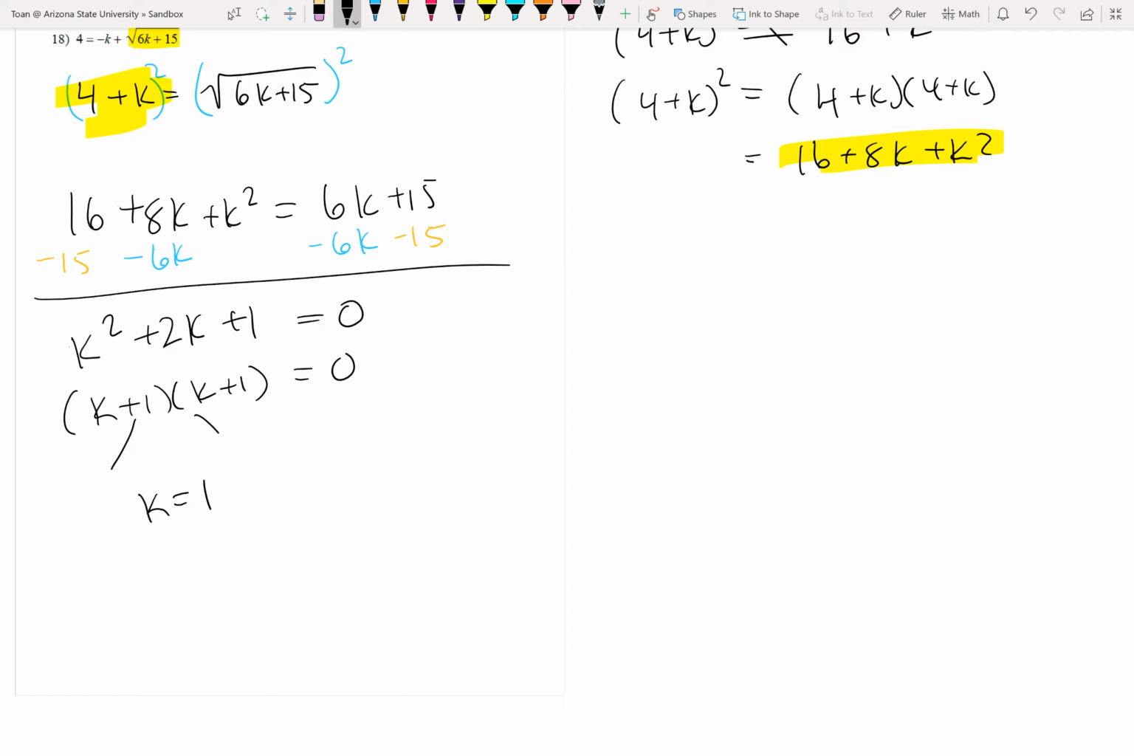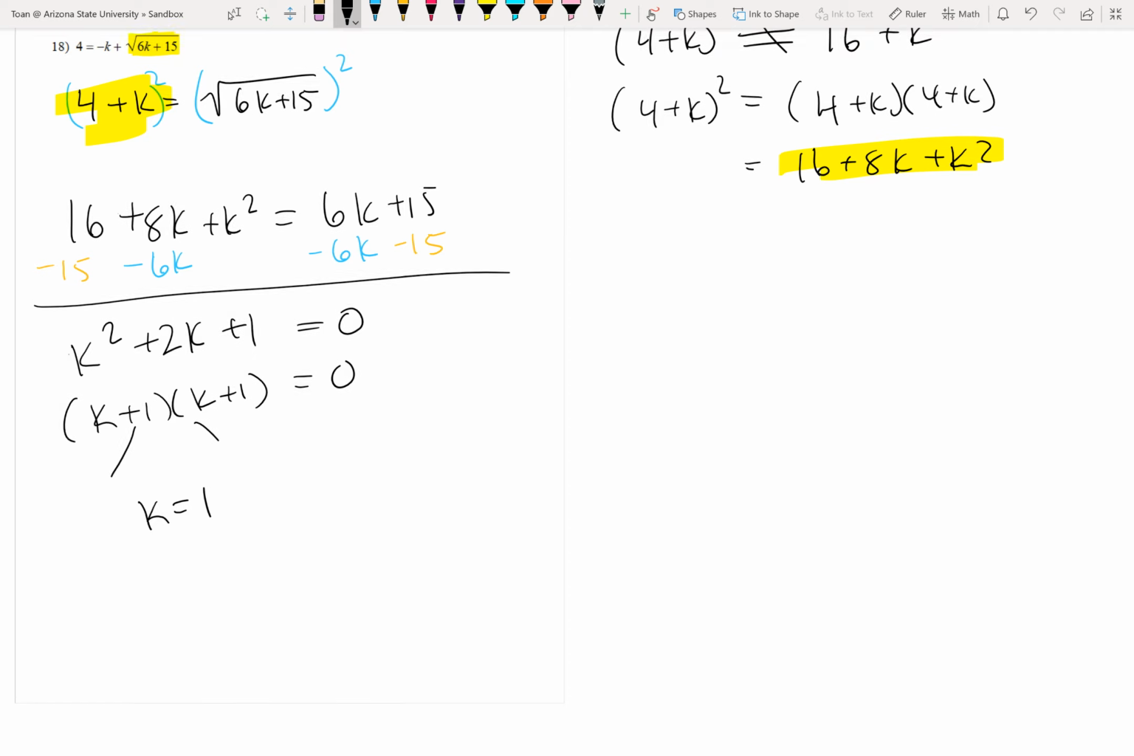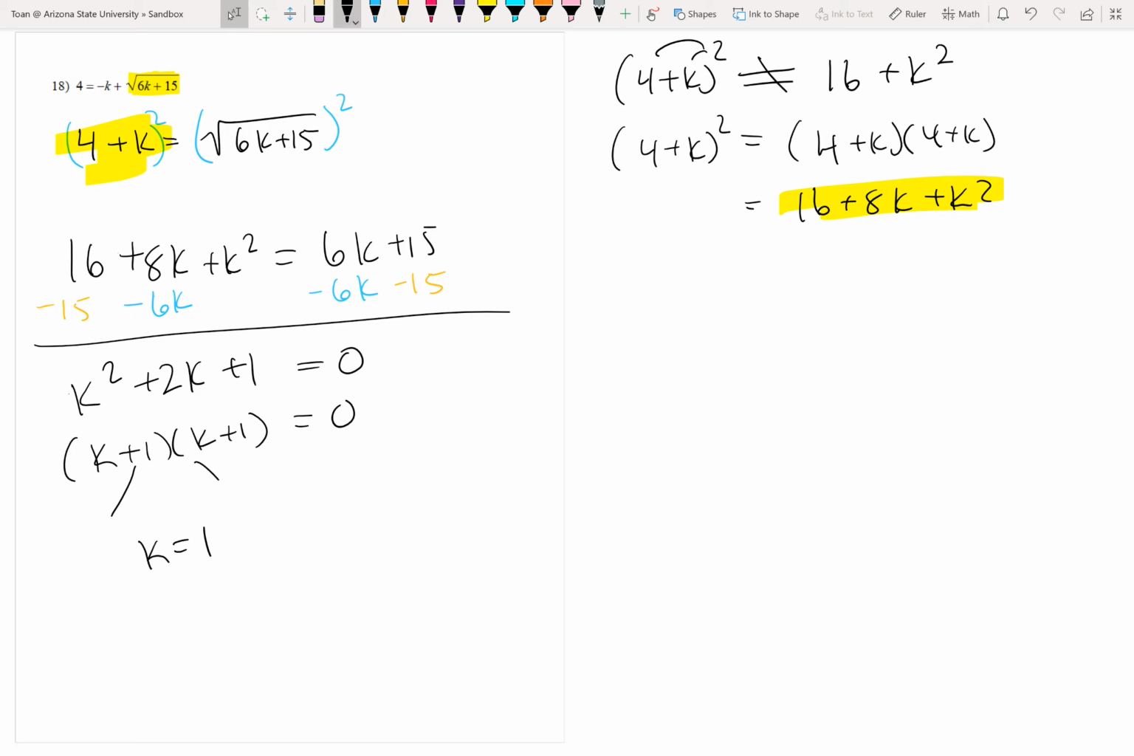Now, take a look at the original problem when the radical was isolated. So this line here without the parentheses squared. Notice we have variables on both sides. Technically, we need to check our answers. Not technically, you must. I'm making a mandate. So I want to check k equals 1, and you just plug into the equation before you squared both sides. So I'm going to plug it into 4 plus k equals radical 6k plus 15. That's what you plug it into.